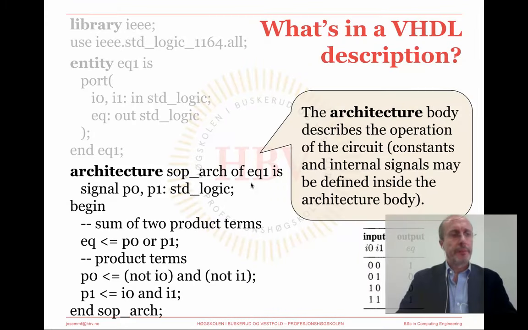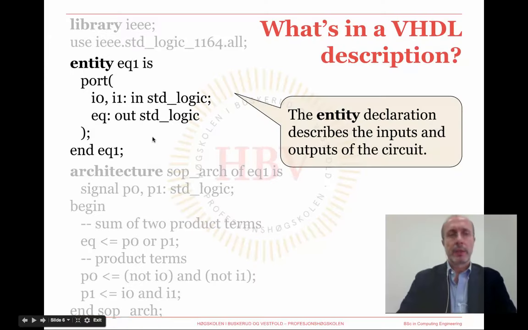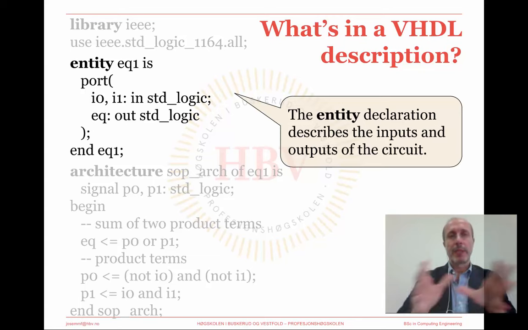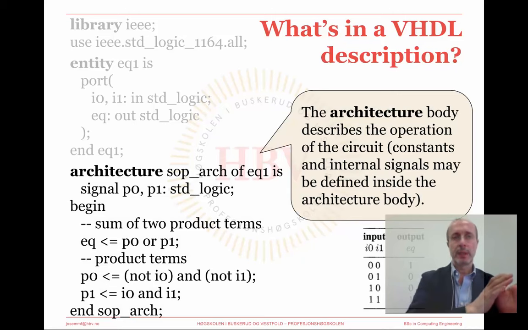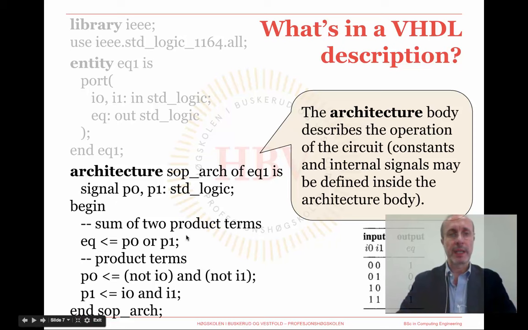So let me still tell you in relation to the entity that we can look at this as a black box description that gives us information about inputs and outputs, but not on how they relate to each other. The relation between inputs and outputs is actually explained in the architecture section, or architecture body, which is where we will find the function of the circuit. The operators referred here are the usual logic operators, so we have the AND, OR, and NOT. And their usage shows a direct relation to the truth table on the right.